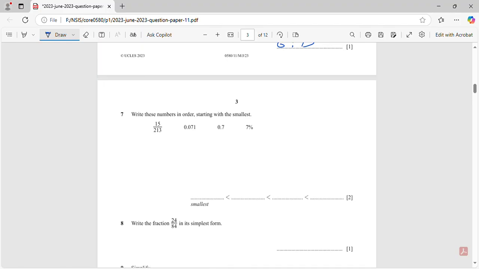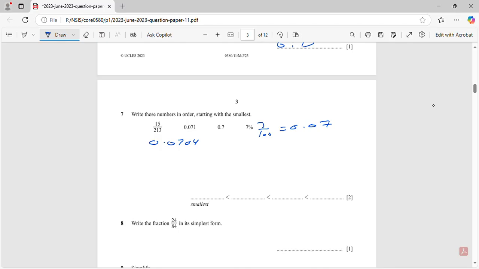Next one, write the numbers in order starting with the smallest. So how can I start with the smallest? I have two options in this situation. The first option is to convert everything into decimals. Perfect. This one is 7%, which is 7 over 100, like 0.07. Now this one is 15 over 213. I can write it as what? 0.704.